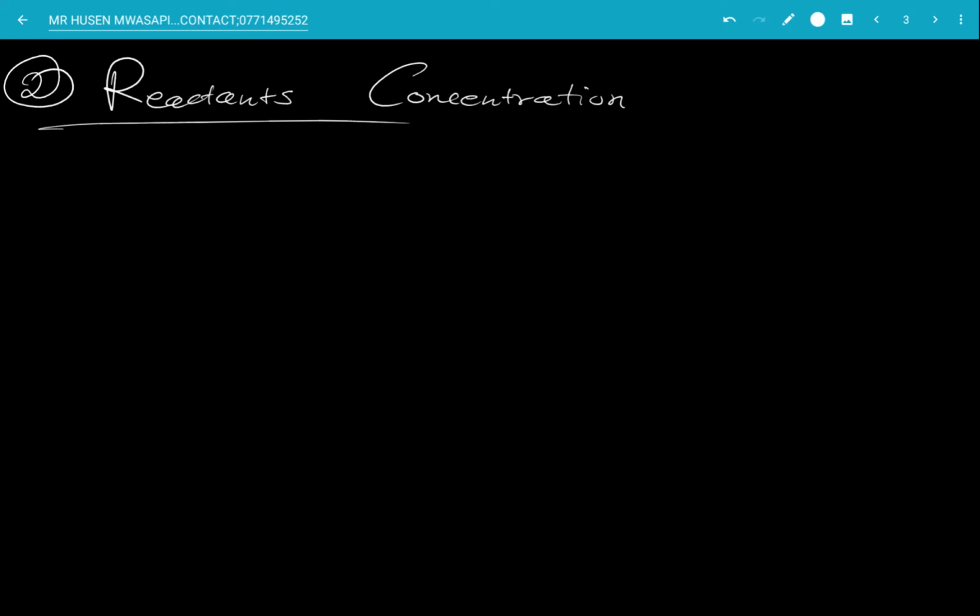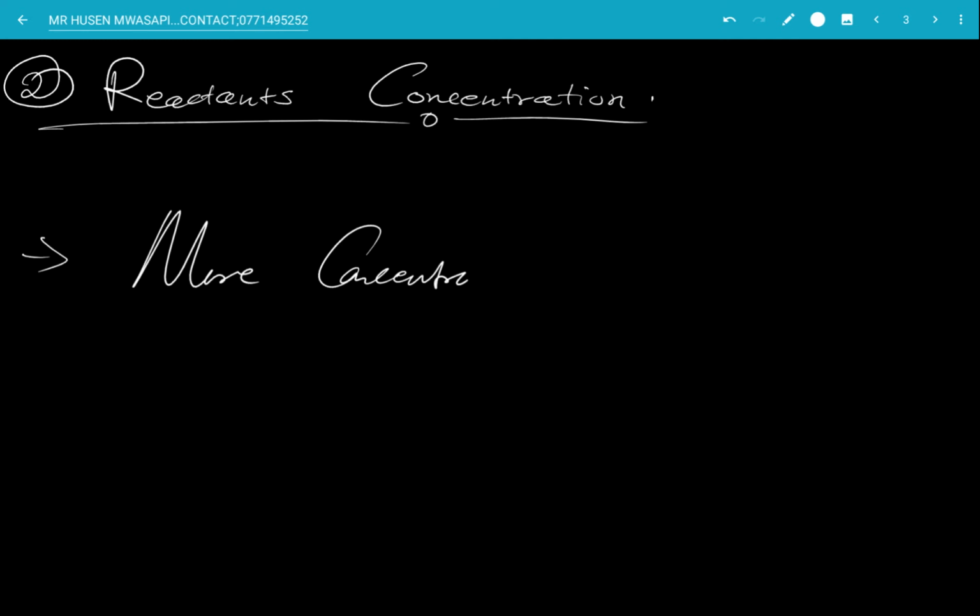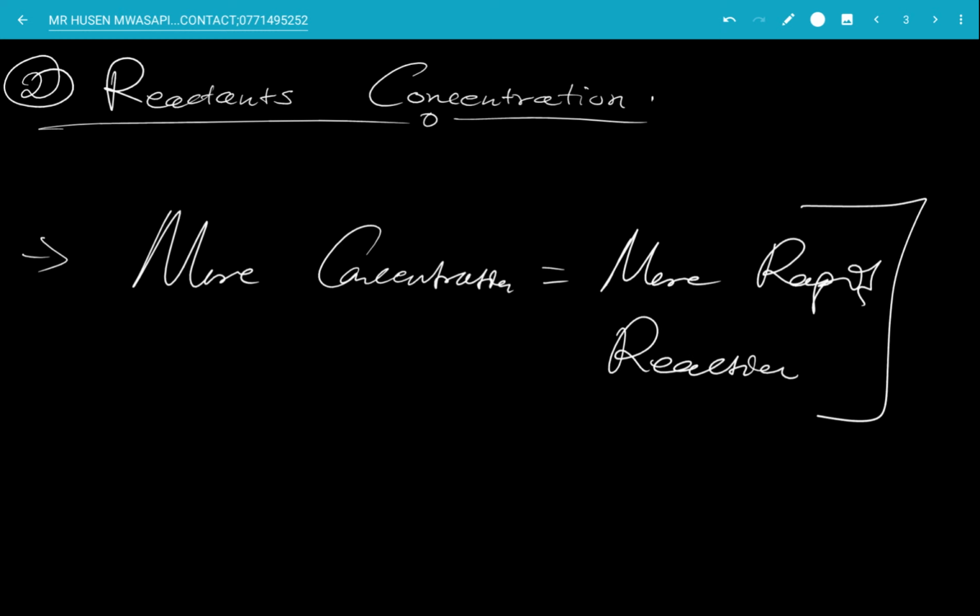So we also have the reactants' concentration. Every time you look at the term concentration, we're trying to look at it in terms of how much of the quantity of the reactants are present. So the more concentration you have, the higher the reaction rate. So more concentration gives you more rapid reaction. This is very simple to understand. So the higher the concentration, the higher the reaction rate.